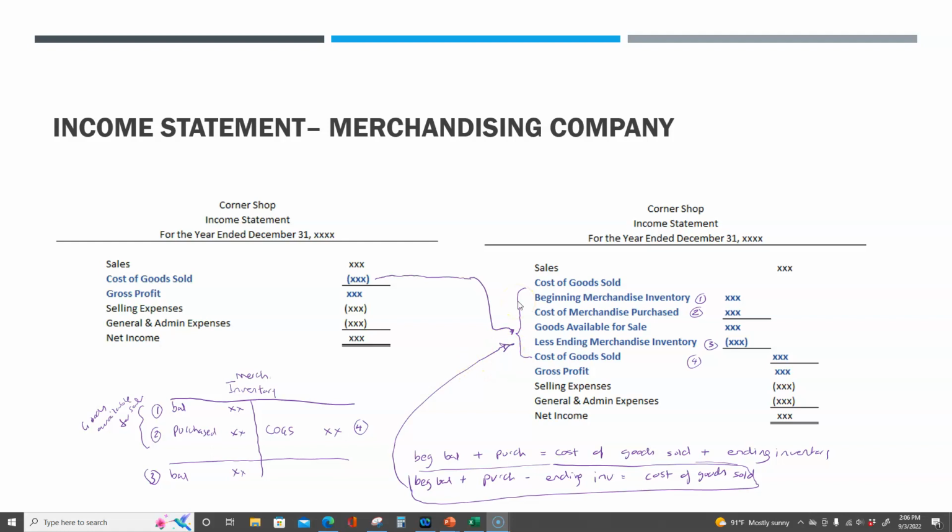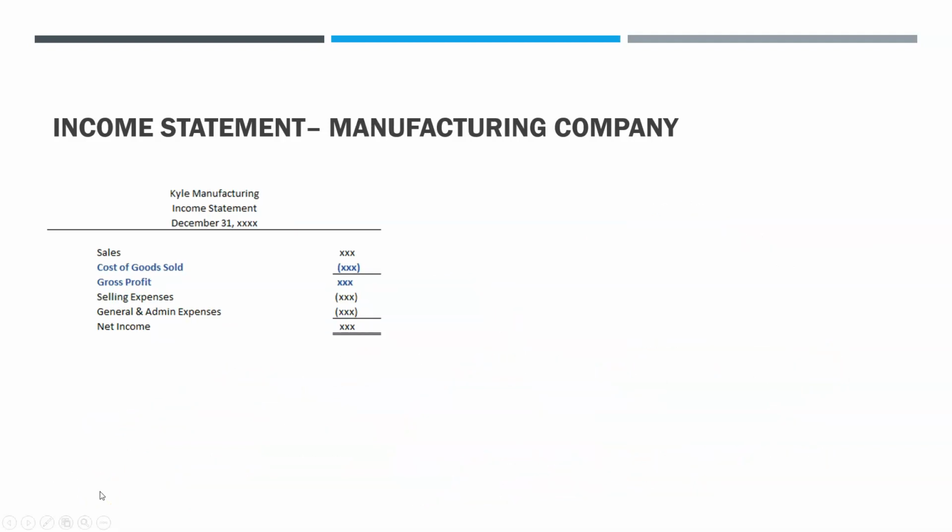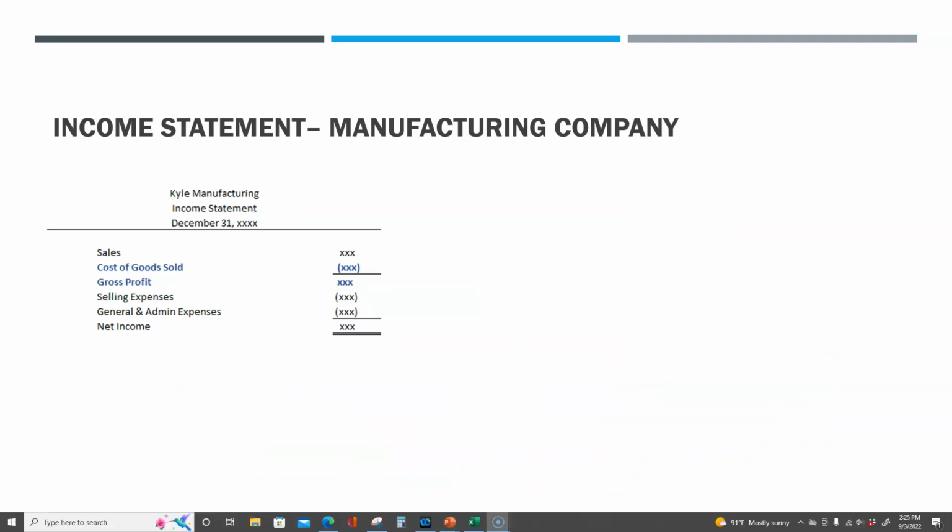So when you're doing your homework for this particular chapter, you would probably be using the income statement in this expanded format. Next, let's look at a manufacturing company. The income statement for a manufacturing company starts at sales less cost of goods sold, gives you gross profit. Then you subtract selling and general admin expenses to come up with your net income or net loss.